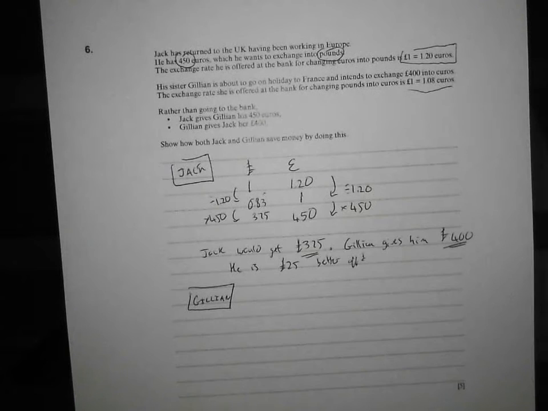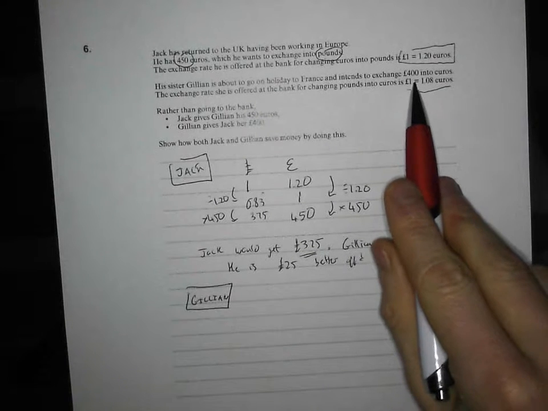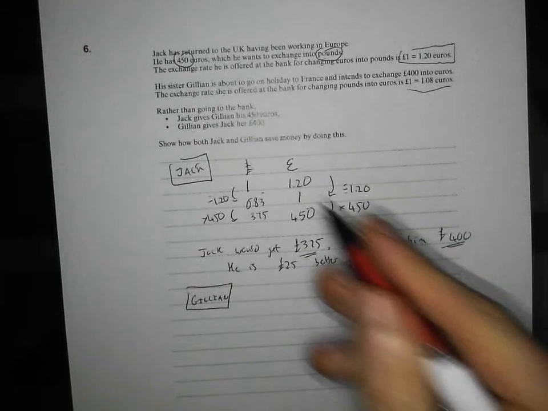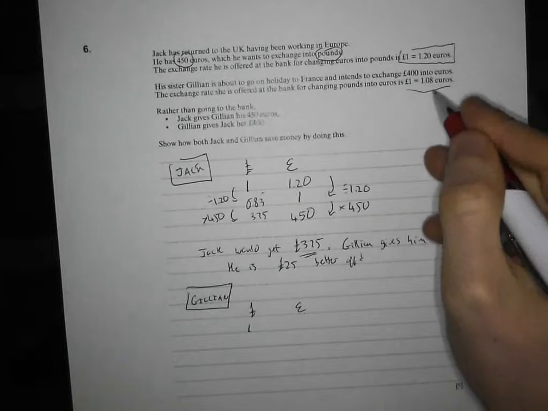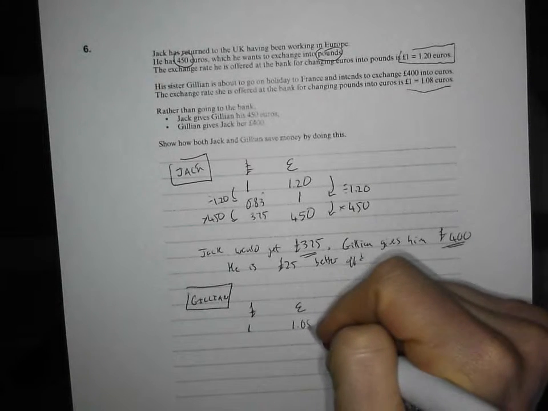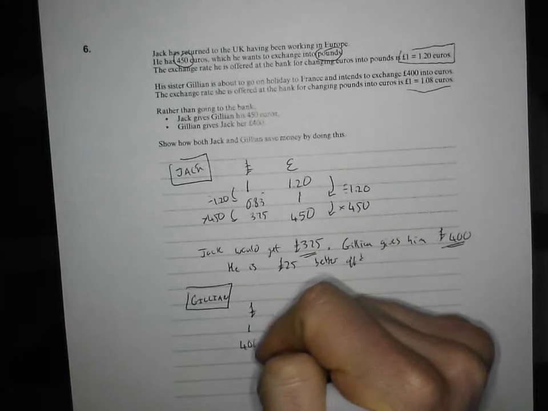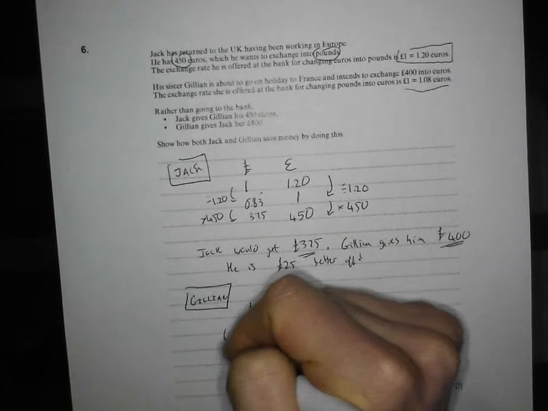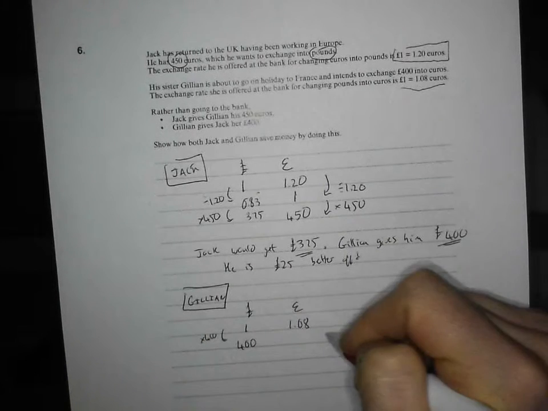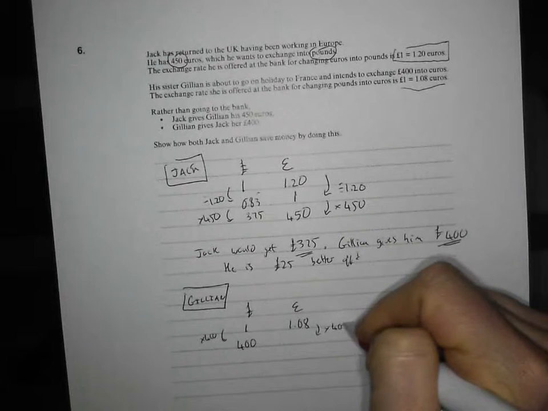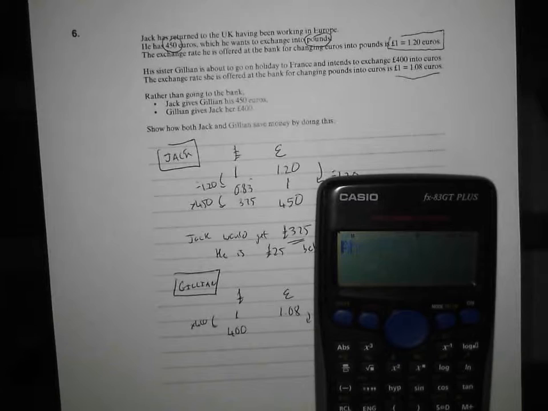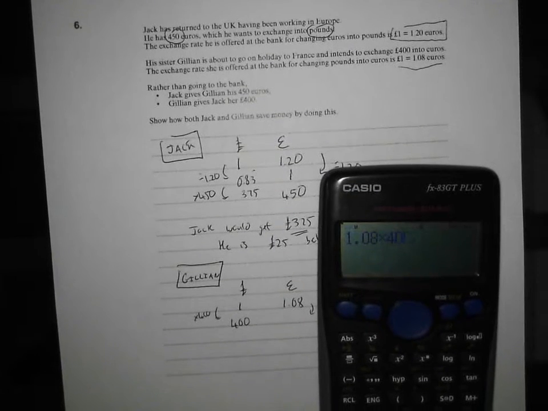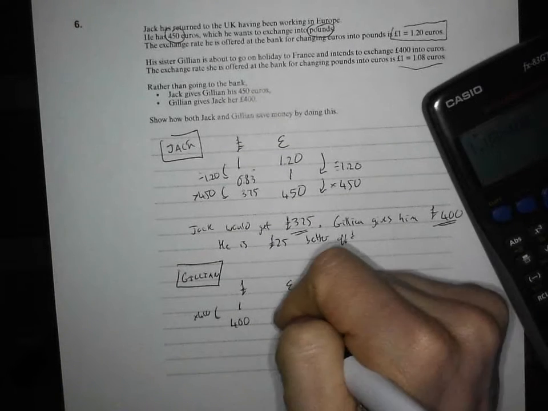Right, let's have a look at Gillian here. She's about to go to France. She wants to turn 400 quid into euros. So let's get our thing up. £1 we know this time is equal to 1.08 euro. She's got 400 quid. Well, this is going to be a little bit easier. That's 400 times bigger. So we're going to make this 400 times bigger as well. So we're going to get 1.08 times it by 400, press our equals, and we get 432.